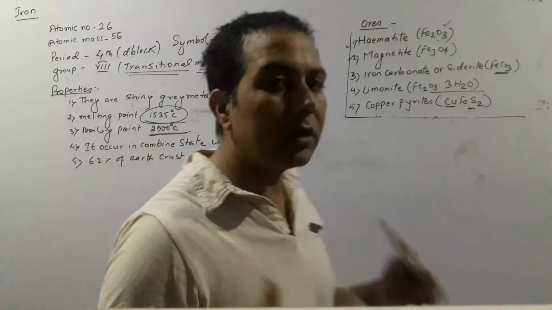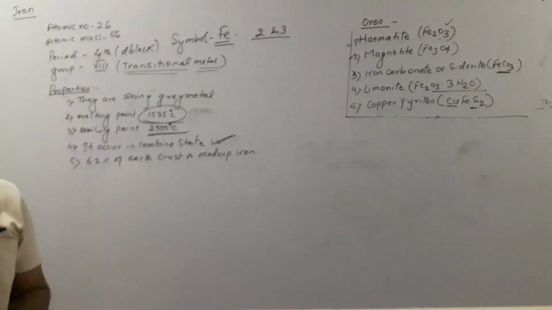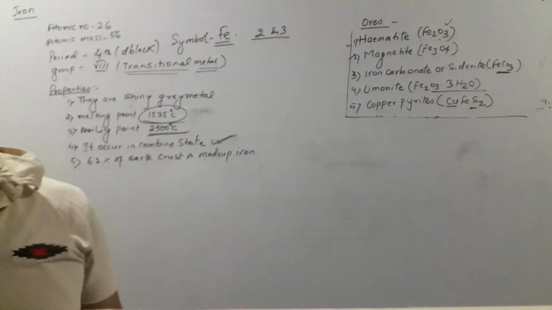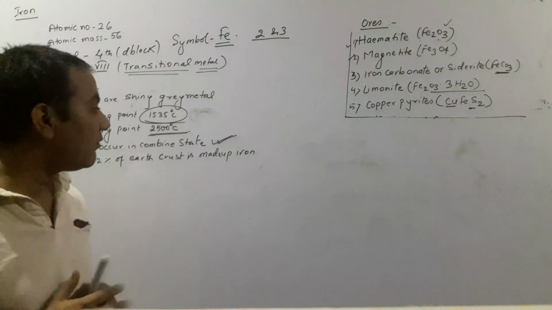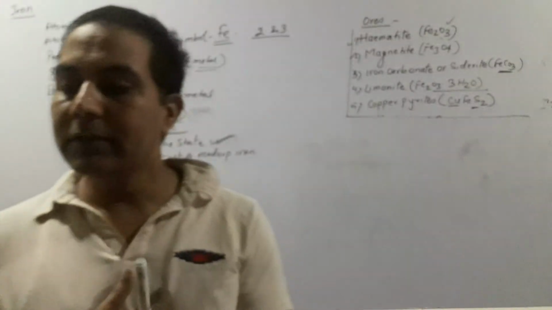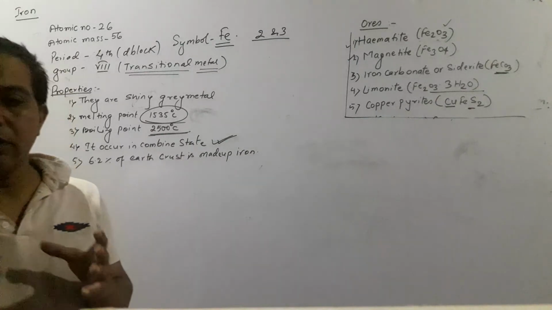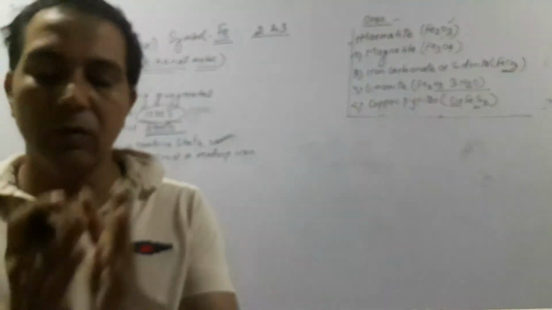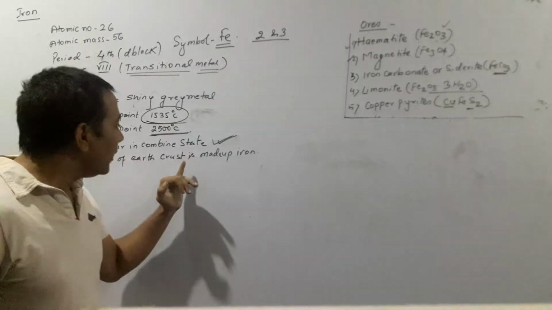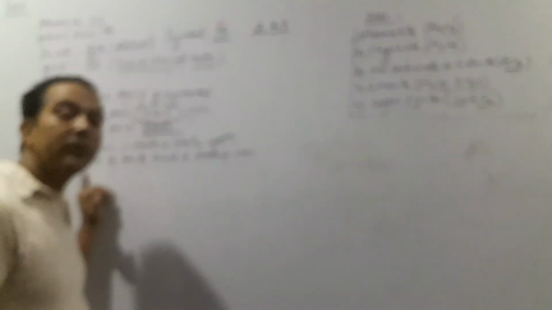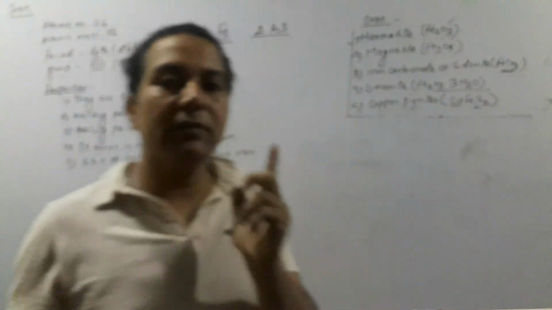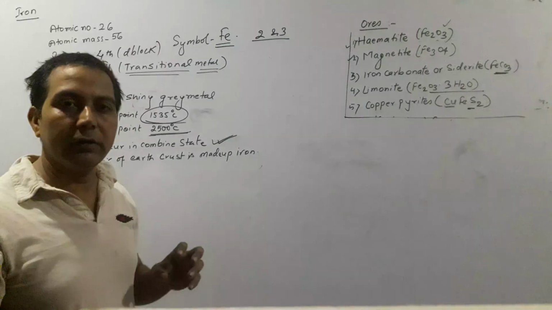Then if we see the earth crust, 6.2% of the earth crust is made up of iron. That means among the different metals, iron makes up 6.2% of the earth crust.